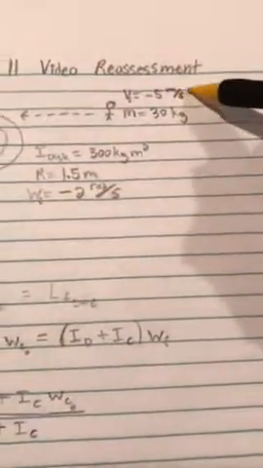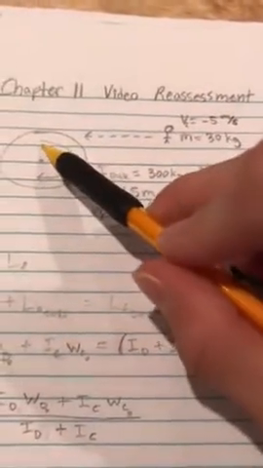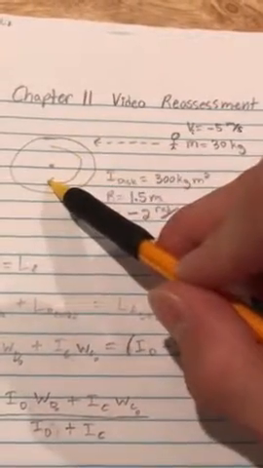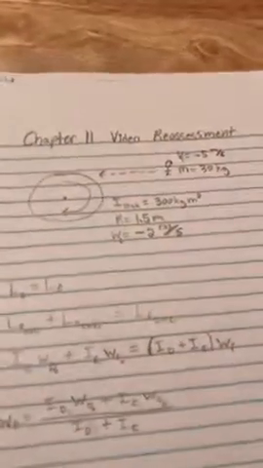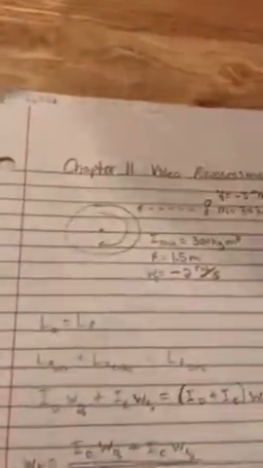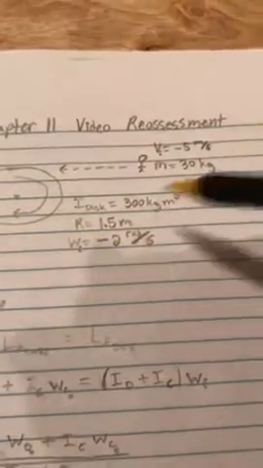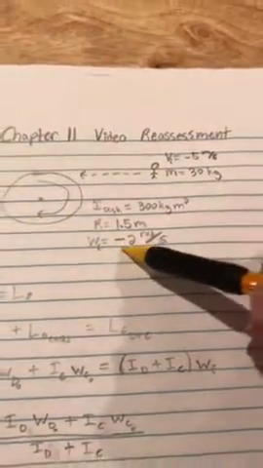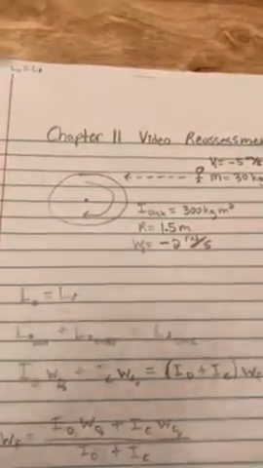Okay, so this is what's given in the problem right here, and I just drew a little picture to help out. The disk is moving clockwise, so do the right hand rule, and you're going to see that it's moving in a negative direction. So your answer is going to be negative because it's going down. That's why we have negative right here. It's given in the problem too, but we know the final answer is going to be negative.